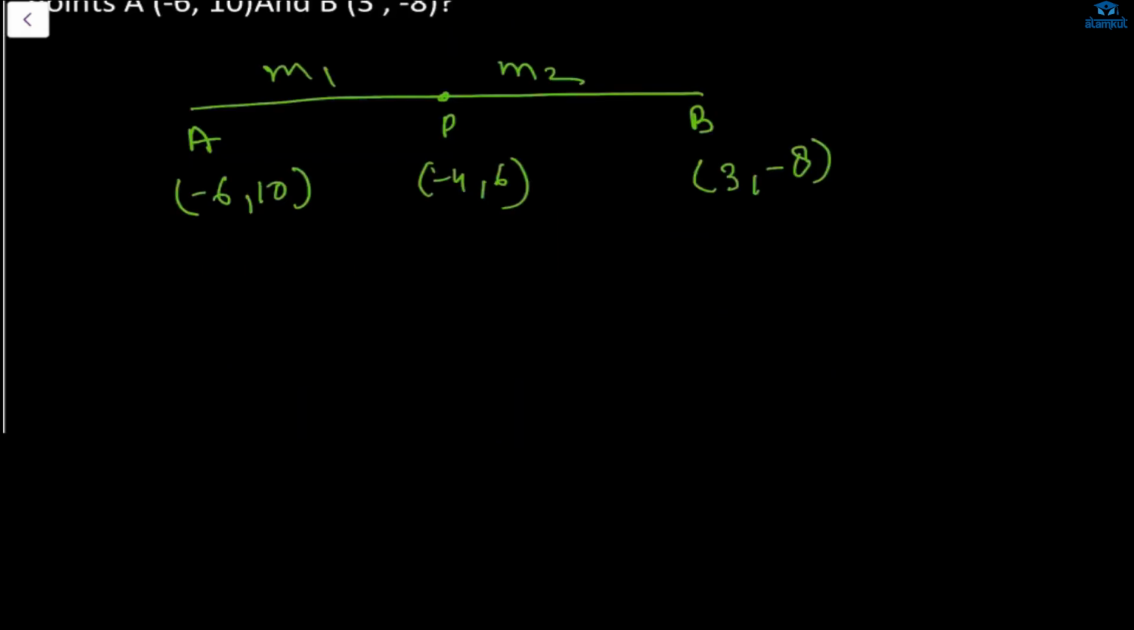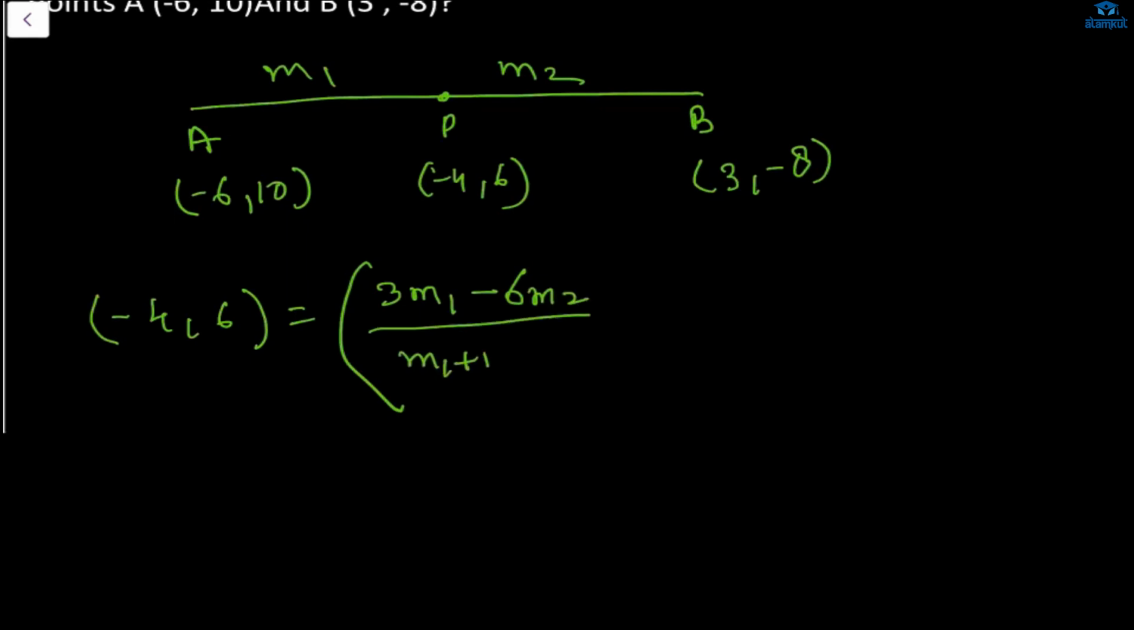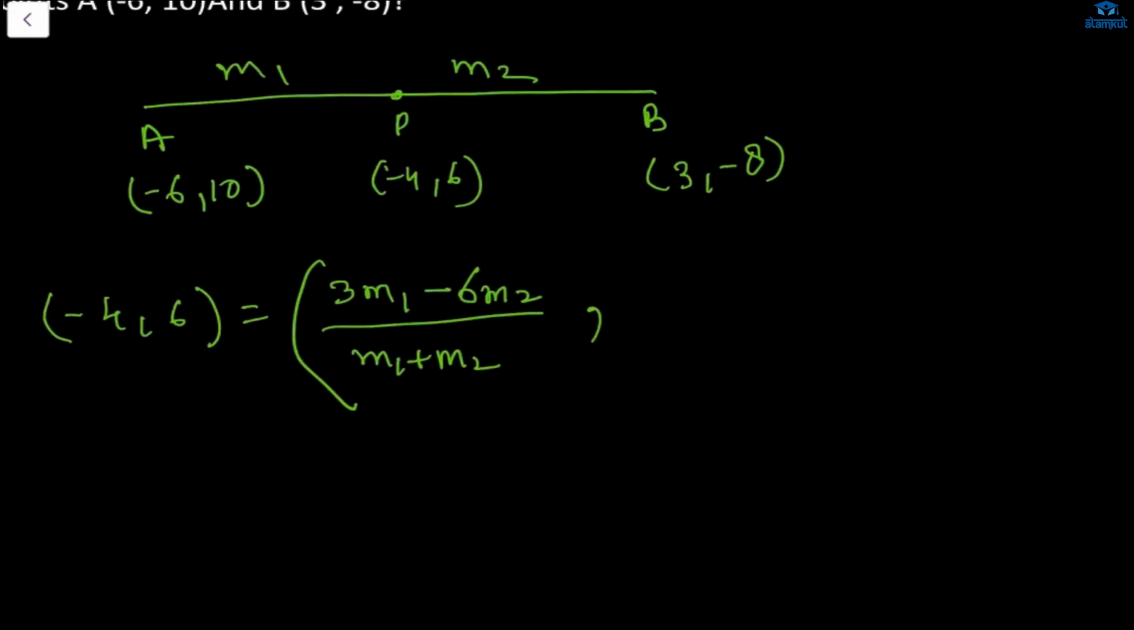Now, first of all, we are going to apply the section formula here. Yes or no, Shazan? Yes, ma'am. So from the section formula, we can write that (-4, 6) is equal to (3 m1 plus (-6) m2) upon (m1 plus m2). I am writing minus because it is actually plus, plus minus 6, that's why. Understood? Now comma, and it will be (-8 m1 plus 10 m2) upon (m1 plus m2).